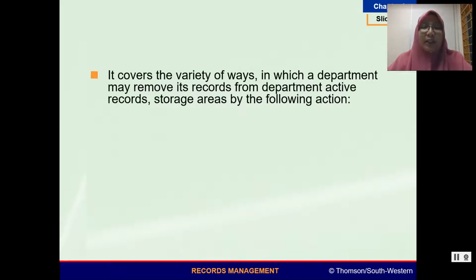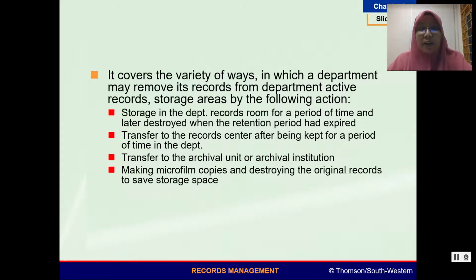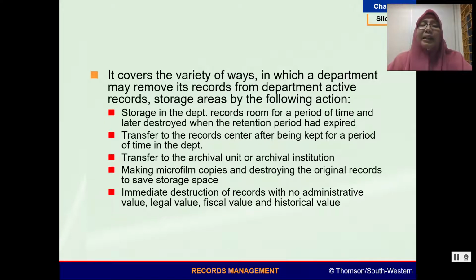Next, still on the topic of appraisal and disposition. It covers the variety of ways in which a department may remove its records from active record storage by the following actions. In other words, it depends on the organization itself: how long you want to keep the document, and when you are going to destroy or dispose of it. The first action is storage in the department records room for a period of time, and later destruction when the retention period has expired.